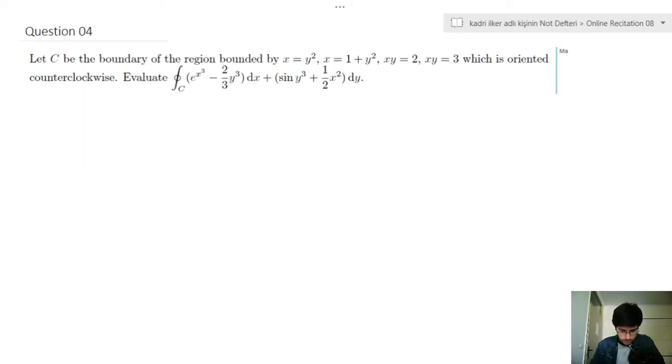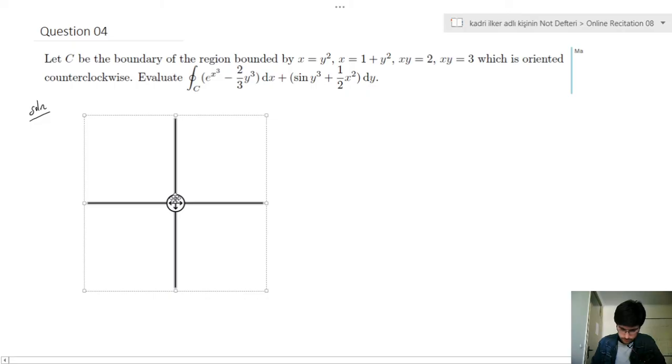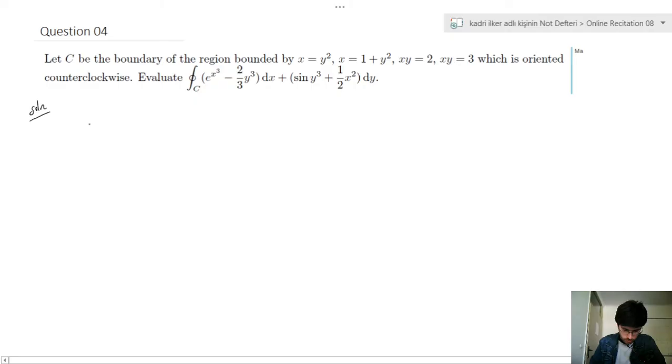Next question. So we have again a curve bounding a region, and we are going to evaluate this ugly line integral. So let's try to observe what we have here.